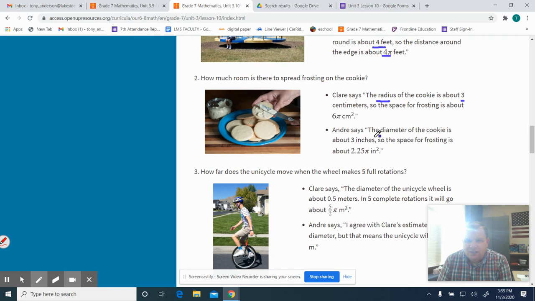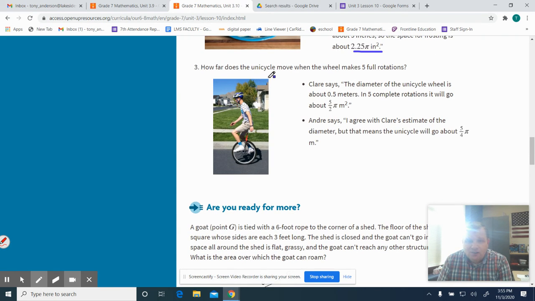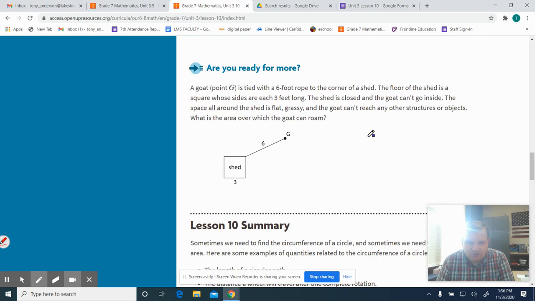All right. So Andre says the diameter of the cookie is about 3 inches, so the space for frosting is this. Well, if we cut this in half, we have 1.5 times 1.5, which is this. Andre is going to be the correct person here. So how far does the unicycle move when it makes 5 full rotations? Once again, that's going back to circumference. So you're going to need the diameter, and you're going to have to manipulate these numbers for what you need.